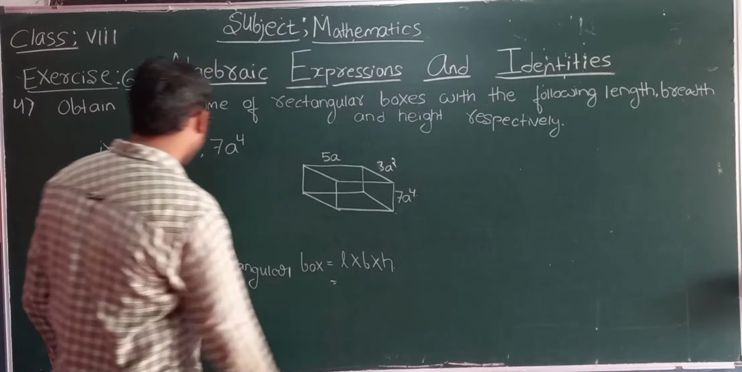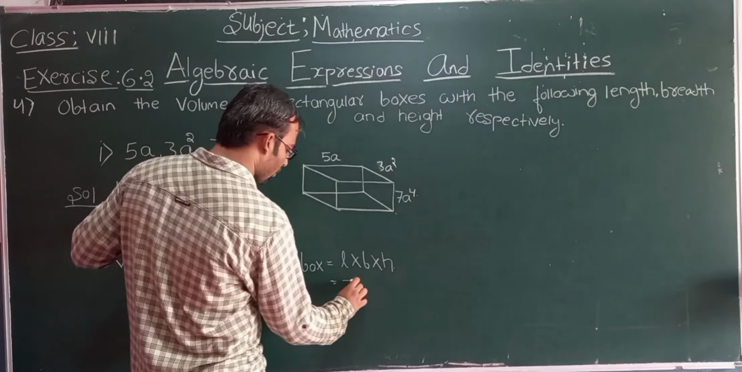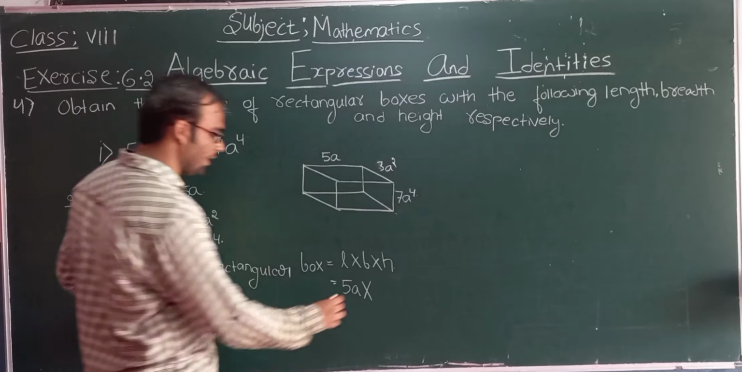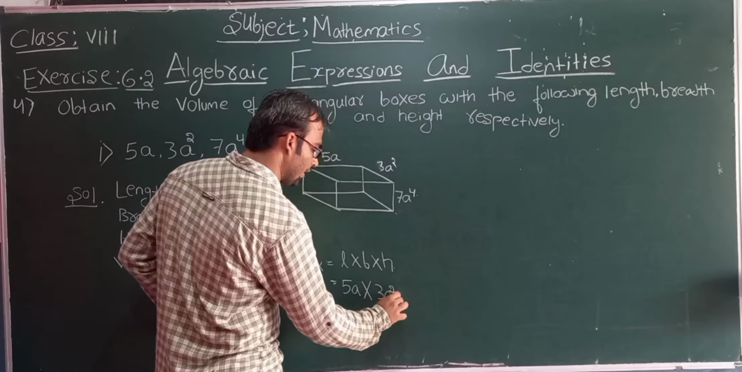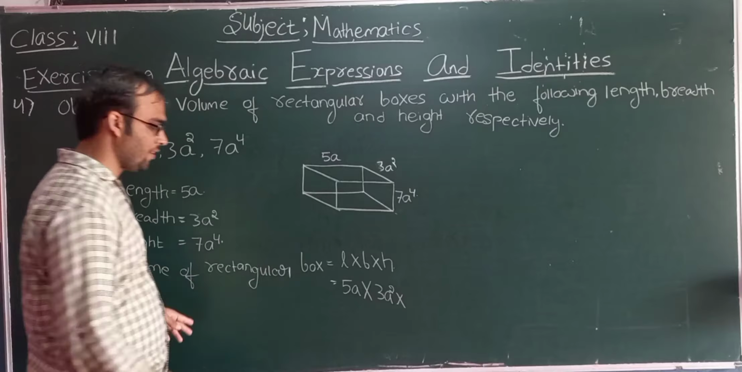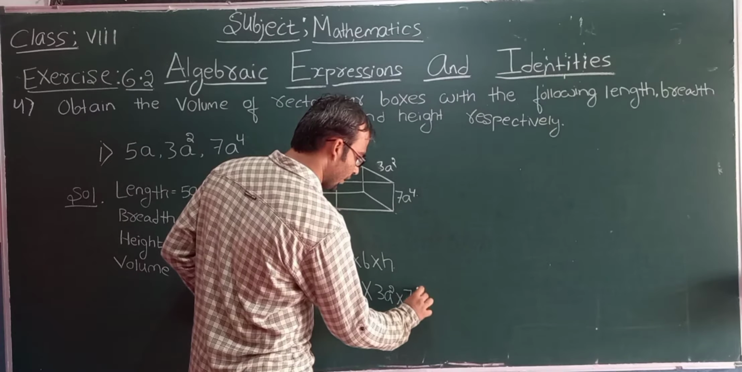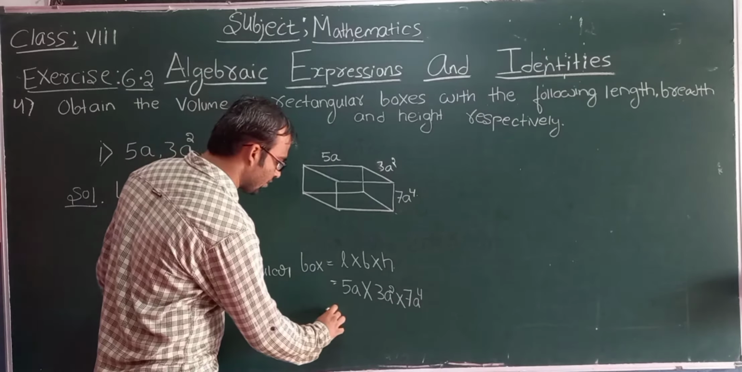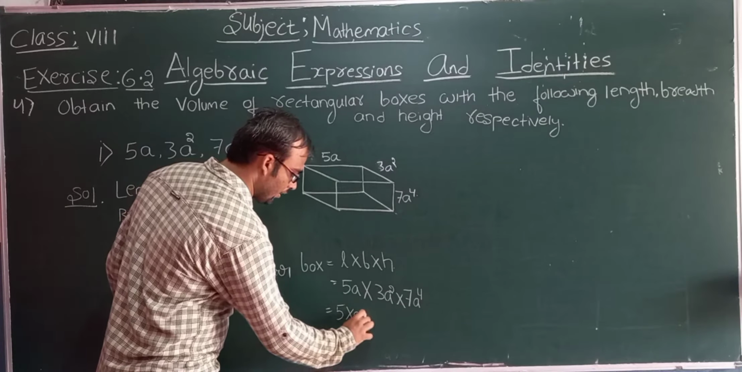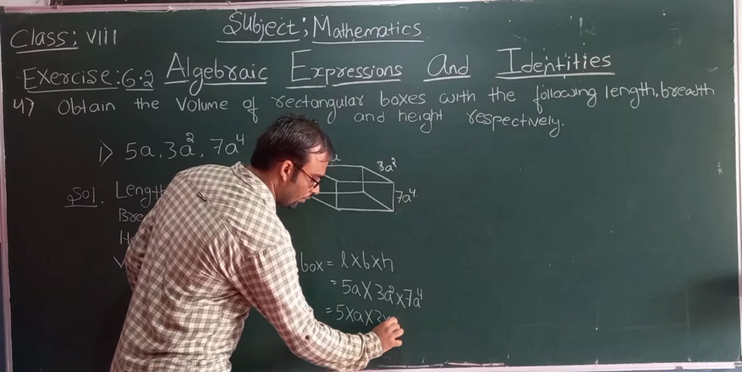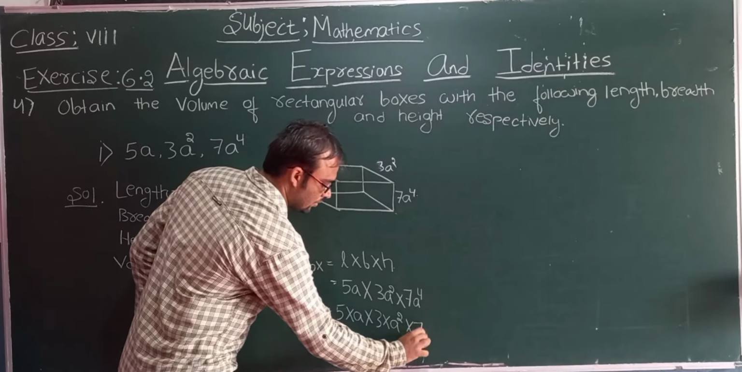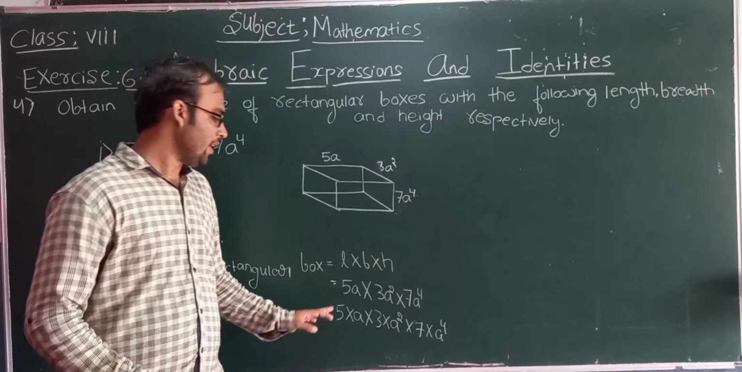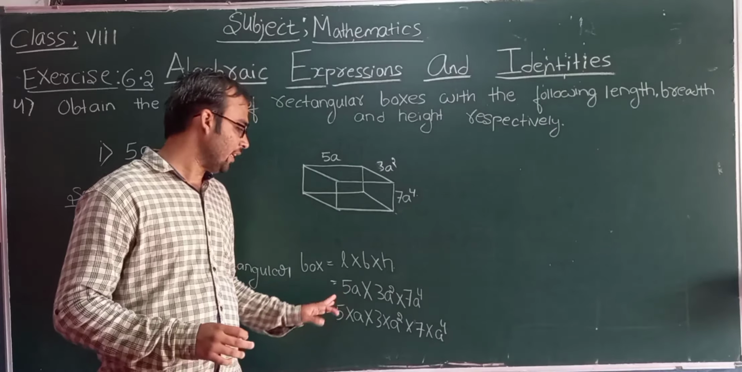Okay, so here what is the length they have given? 5a. Okay, the length is 5a into breadth is 3a square into, and what is height? 7a to the power 4. Okay, so height is what? 7a to the power 4. So here you can expand this, students. Okay, as I told you, 5 into a into 3 into a square into 7 into a to the power 4. Okay, so here what we have done? We have rewritten the following terms.